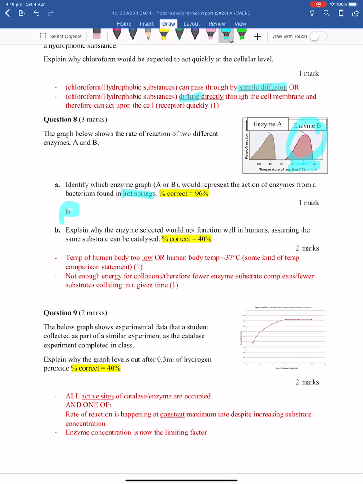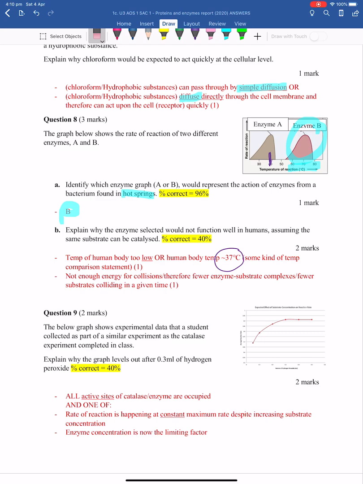Now, the next question, some people seem to get a little bit confused. You're saying why enzyme B wouldn't function well in a human. So enzyme B isn't going to function well in a human because here is human temperature. So that's 1 mark for identifying human temperature of around 37 degrees, or the fact that humans' body temperature is much lower than this enzyme.